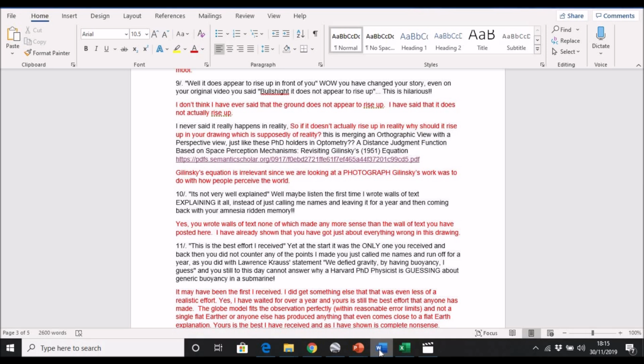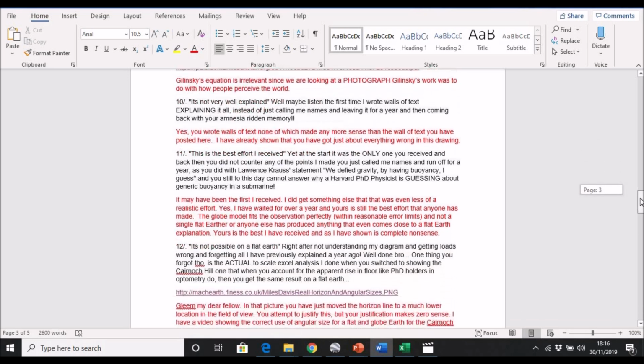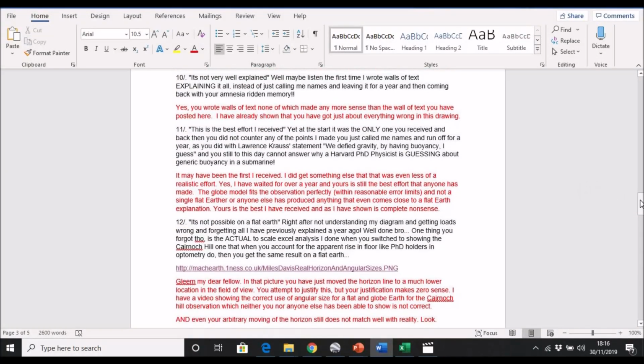As I say here, Galinsky's equation is irrelevant since we are looking at a photograph. Galinsky's work was to do with how people perceive the world, and the same with the people who did this paper, where they applied Galinsky's equation to perception of distance and found that it gave a good correlation. So Gleem is wrong to try and merge the orthographic and perspective views.